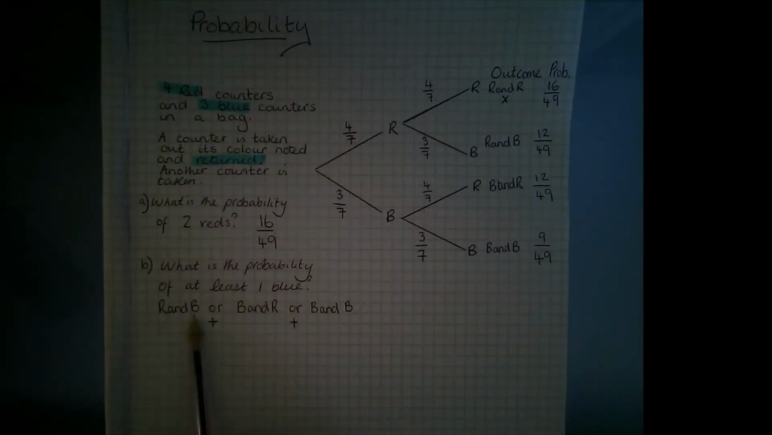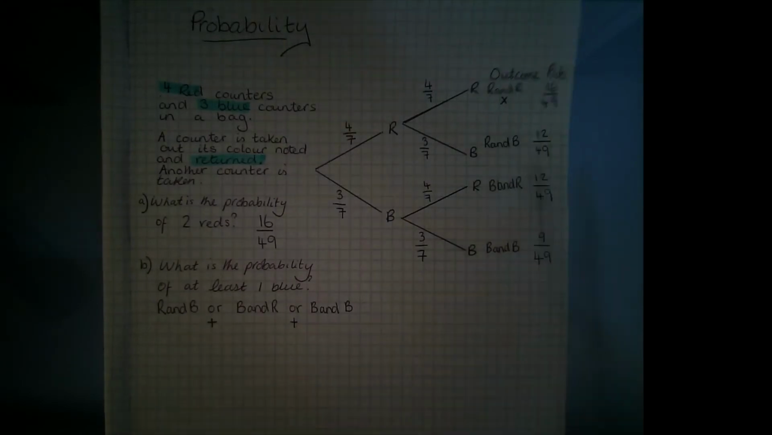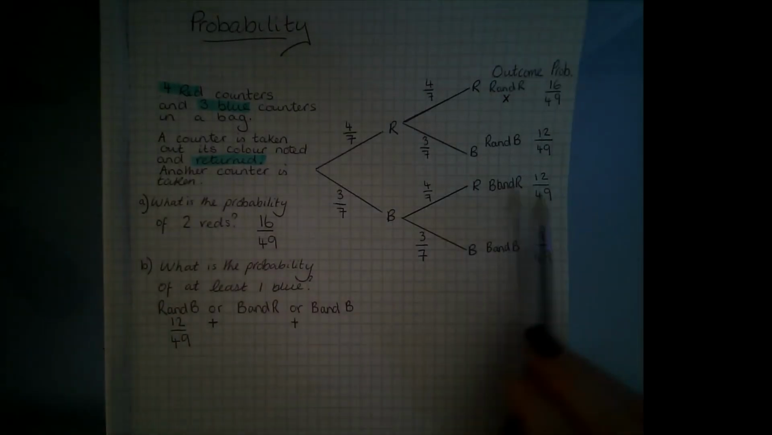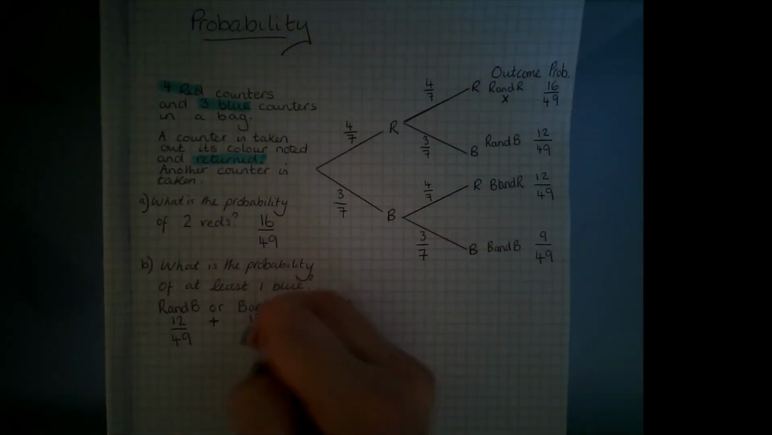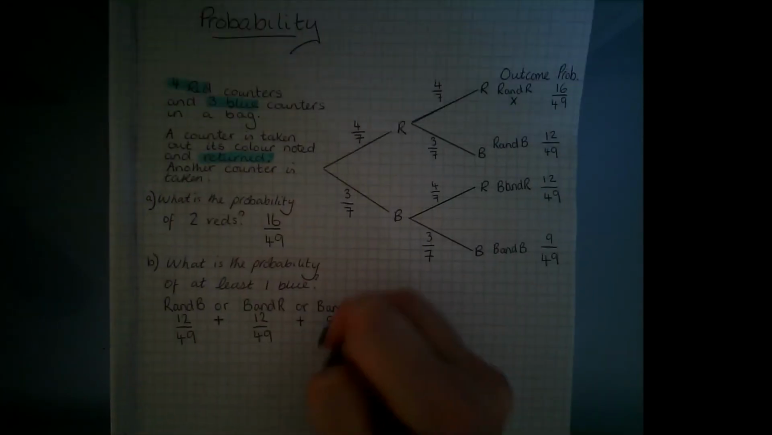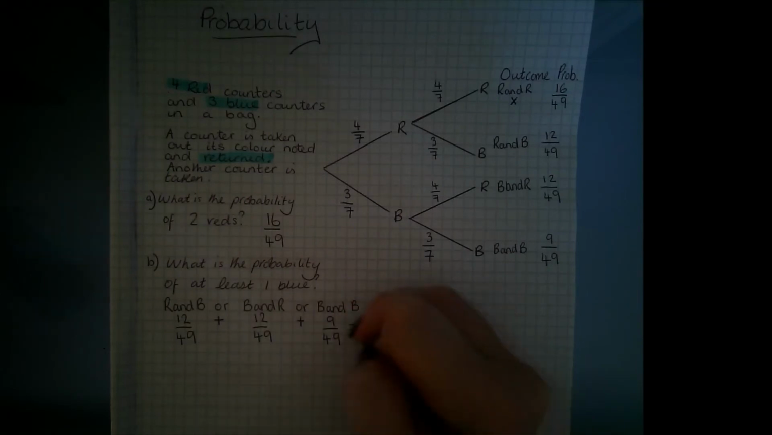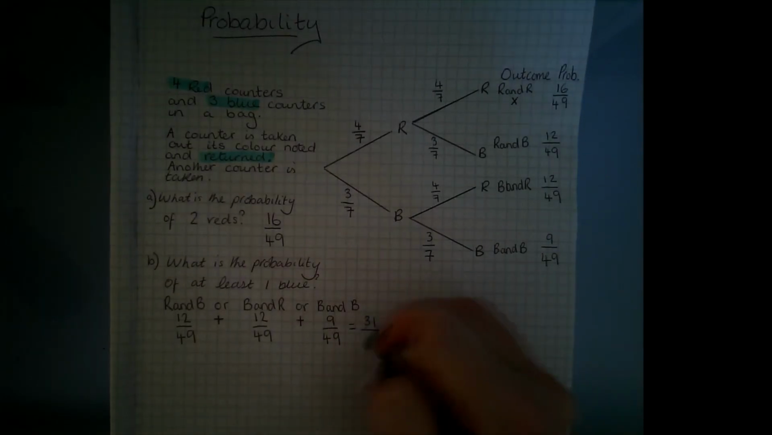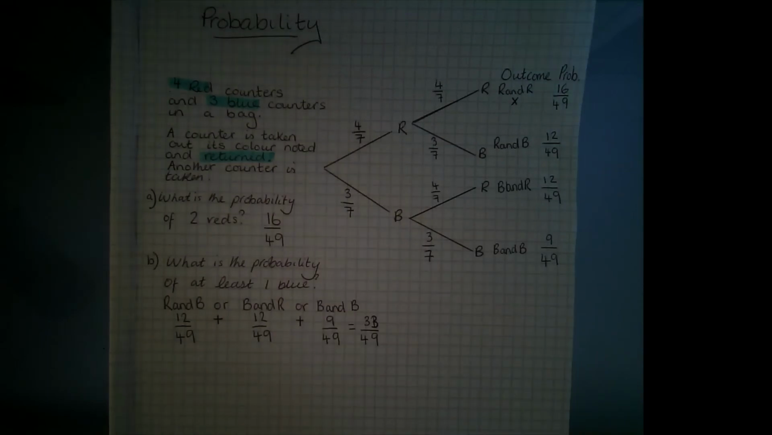So we use the red and the blue, which is 12 over 49. Blue and red, also 12 over 49. And blue and blue, which is 9 over 49. And you add those together. So 24, 31 over 49. Sorry, 33 over 49.